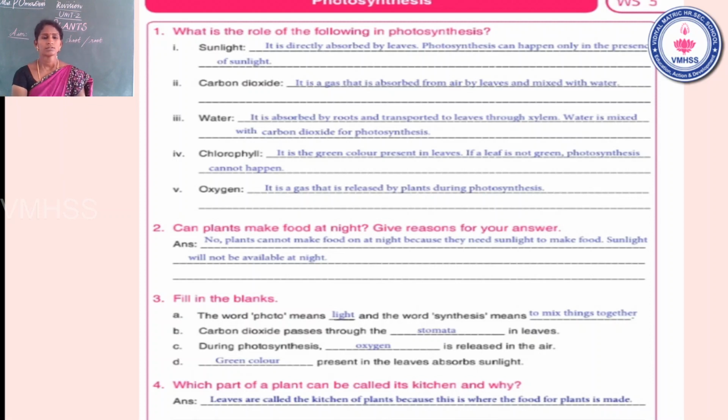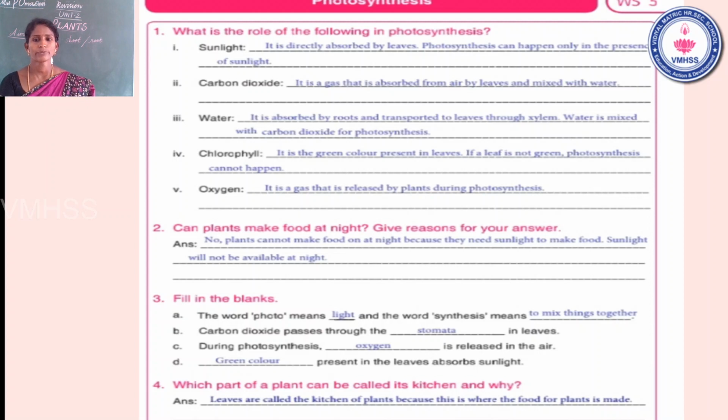Okay. Then last one, oxygen. What is the role of oxygen in photosynthesis? Yes, it is also one of the gases that is released by plants during photosynthesis. Photosynthesis அப்ப எந்த gas release ஆகும்னா oxygen gas release ஆகும், carbon dioxide gas என்ன ஆகும்? Absorb ஆகும். Okay. Come to the second one.